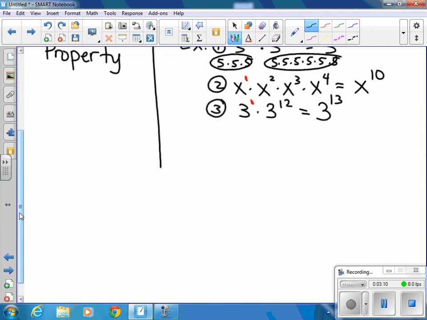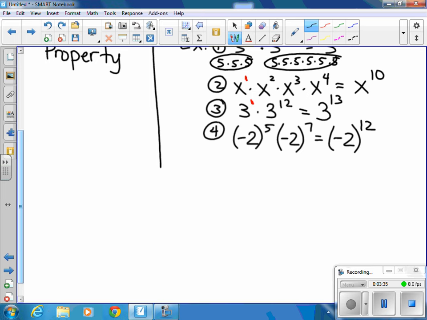The 4th and final one we'll do under this property is going to be some negative numbers. If you have negative 2 in parentheses to the 5th power times negative 2 in parentheses to the 7th power, your base is negative 2 in parentheses. You must keep those parentheses around that negative 2, otherwise you have changed the base. Then if you add 5 plus 7, you get 12. So negative 2 in parentheses to the 12th power becomes your answer.